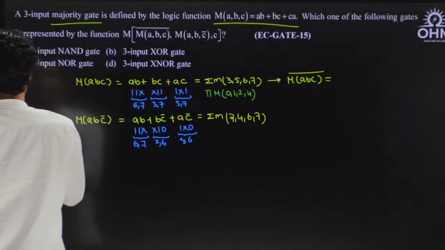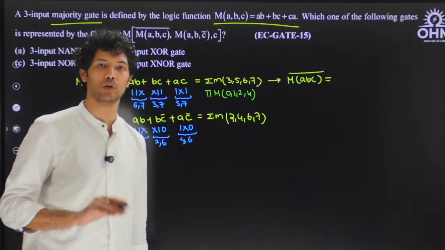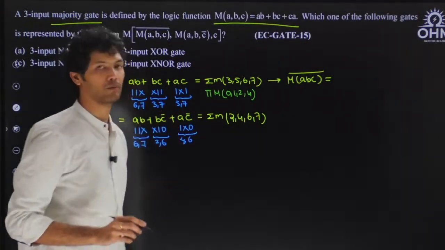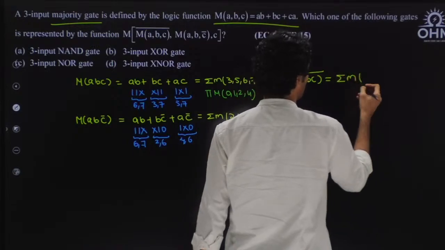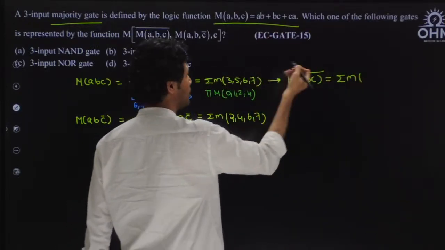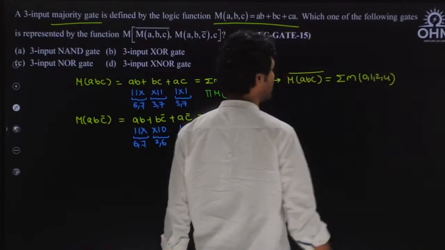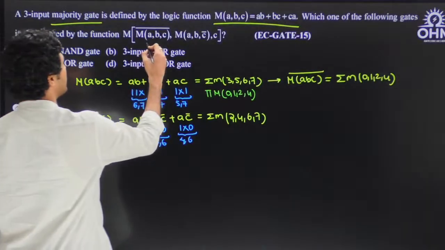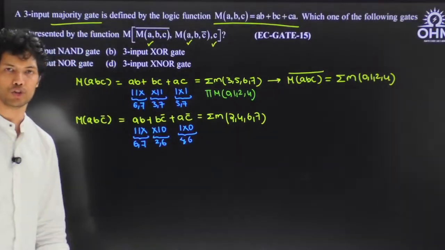Like I have told, whenever you take complement, ones become zeros and zeros become ones. Ones means minterms, zeros means maxterms. So minterms become maxterms and maxterms become minterms. And hence this becomes sigma minterms: in the previous case, whatever is the maxterm now becomes minterm. So 0, 1, 2, 4 now becomes the list of minterms. Right? So this part is taken care of.